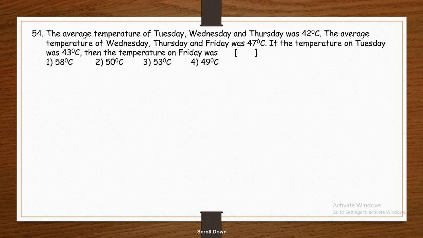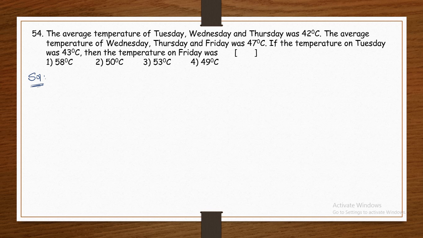Next, moving on to question number 54. See here, the average temperature of Tuesday, Wednesday, Thursday was 42 degrees. The average temperature of Wednesday, Thursday, Friday was 47 degrees. If the temperature on Tuesday was 43 degrees, then the temperature on Friday was? So the question is somewhat logical.